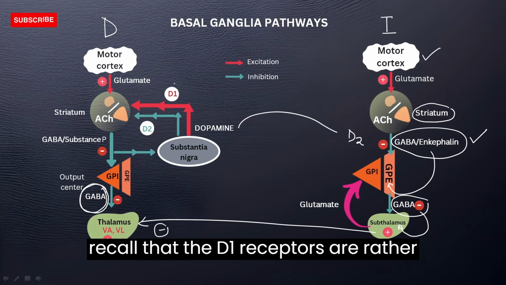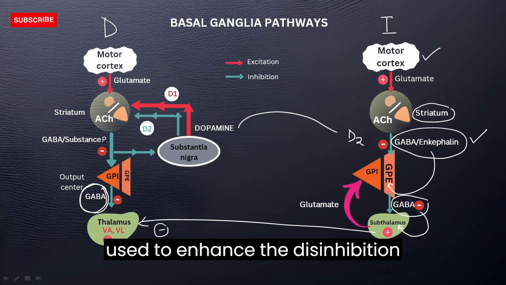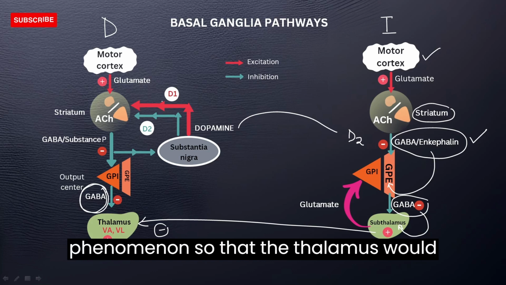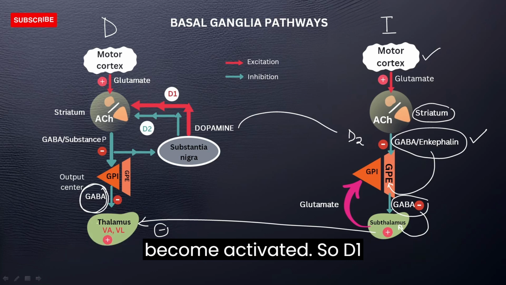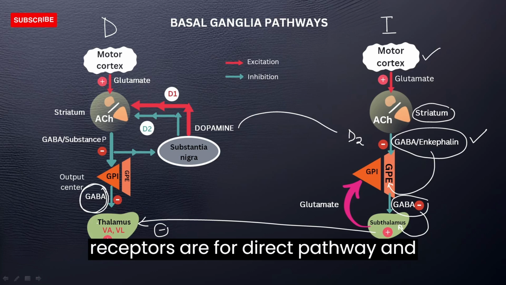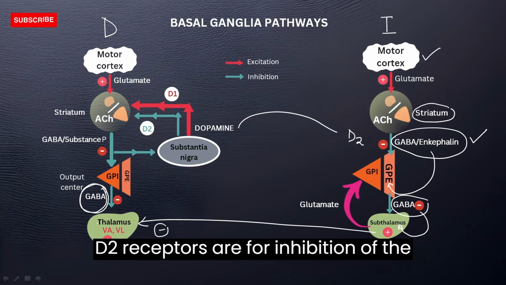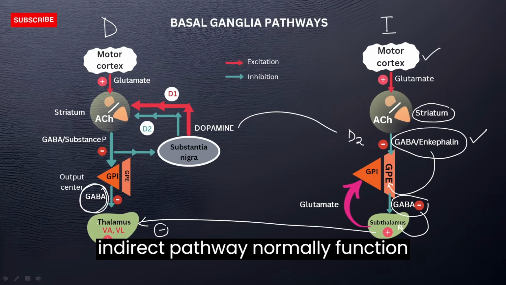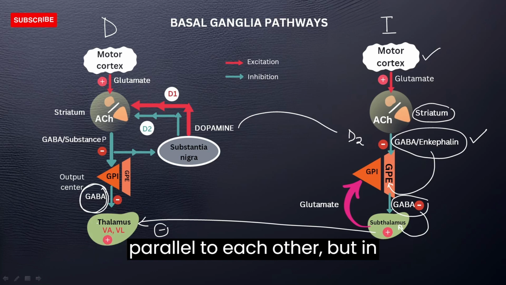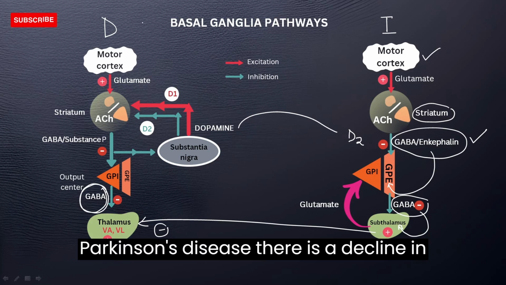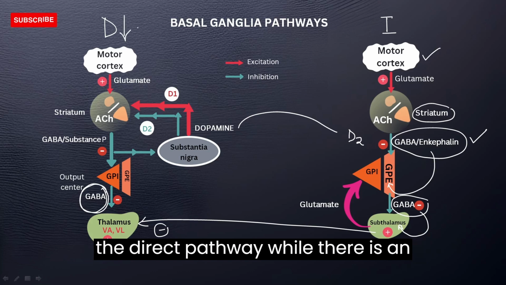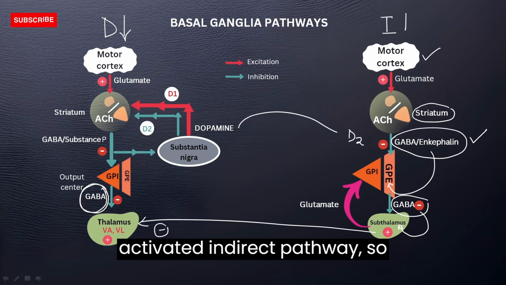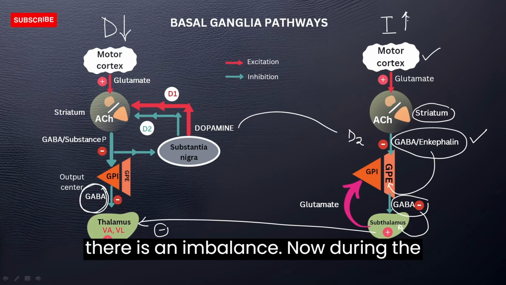But recall that the D1 receptors are rather used to enhance the disinhibition phenomenon so that the thalamus would become activated. So D1 receptors are for direct pathway and D2 receptors are for inhibition of the indirect pathway. Direct pathway and indirect pathway normally function parallel to each other, but in Parkinson's disease, there is a decline in the direct pathway, whilst there is an activated indirect pathway. So there is an imbalance.